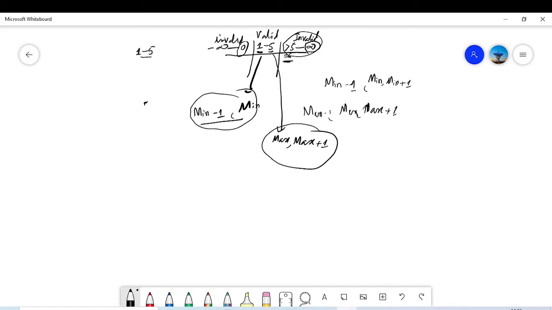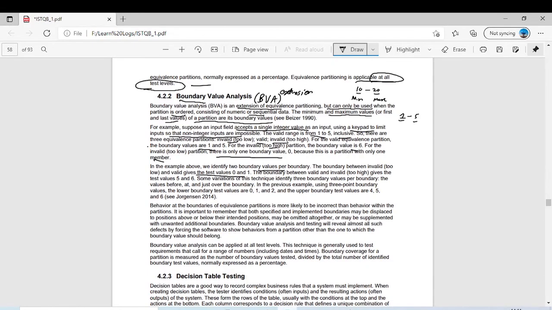There are different types, two boundary value and three boundary value, but for the ISTQB exam, two boundary value analysis will be used. In the ISTQB foundation level we only have two values. So the boundary between valid and invalid, too high, gives the test values 5 and 6, max plus 1. The variation of this technique identifies three boundary values per boundary: the values before, at, and just over the boundary. In the previous example, using 3-point boundary value analysis, the lower boundary values are 0, 1 and 2, and the upper boundary values are 4, 5 and 6.